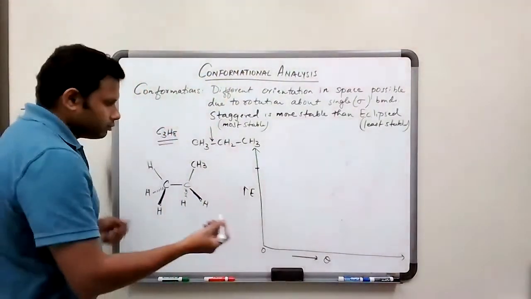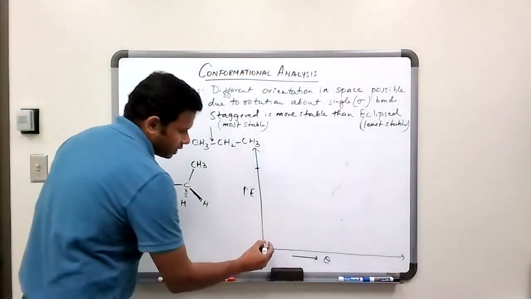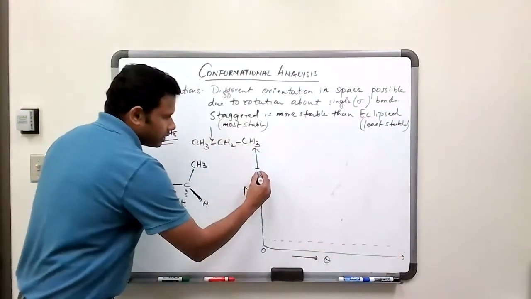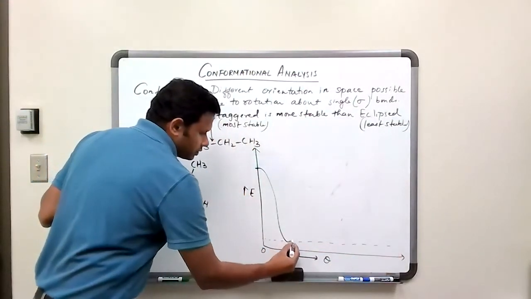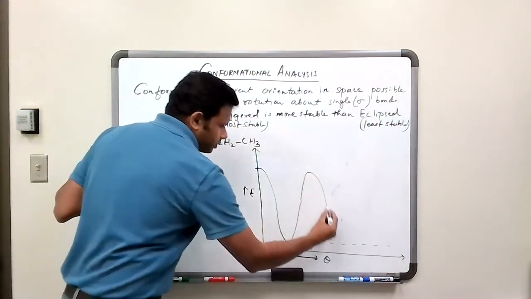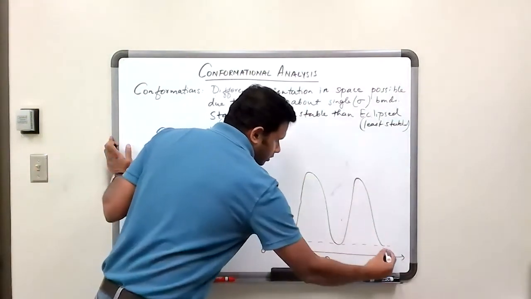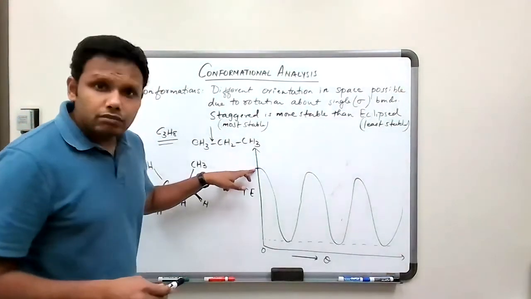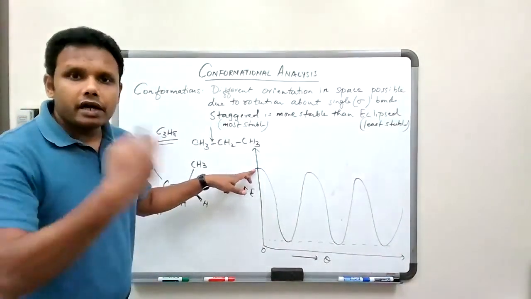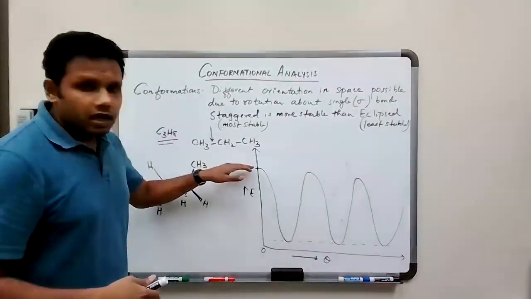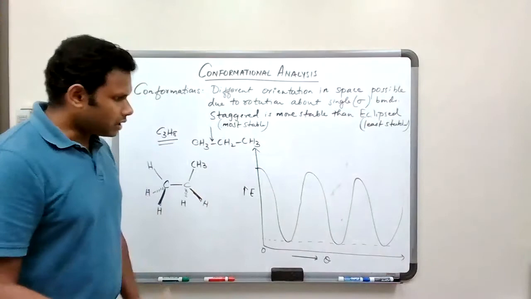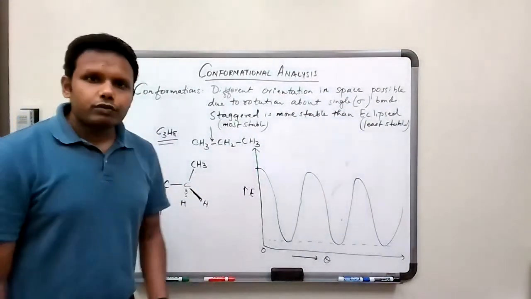So when we draw a conformation analysis for propane, we're going to get something similar. It will go down to the staggered, go up, come down, go up, come down, things like that. But this energy maximum must be a higher number than the energy maximum for ethane because you have more repulsion now. So that's the conformation analysis.